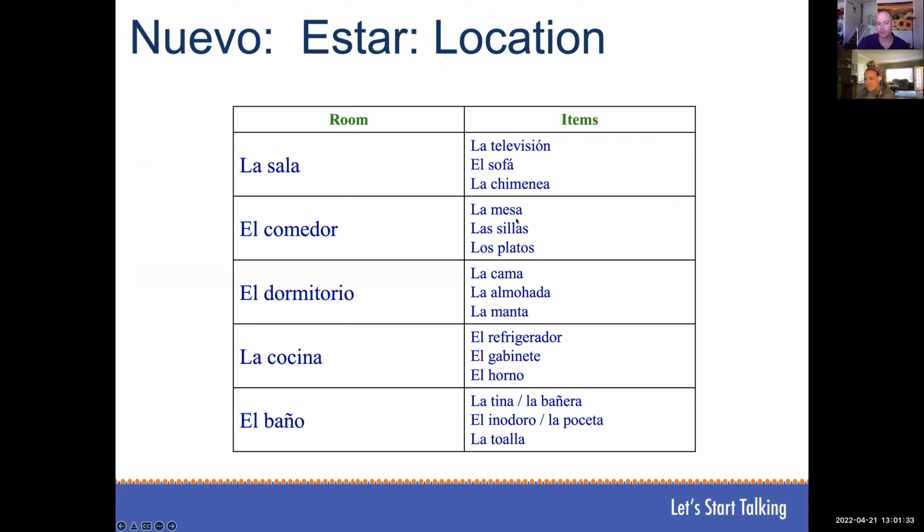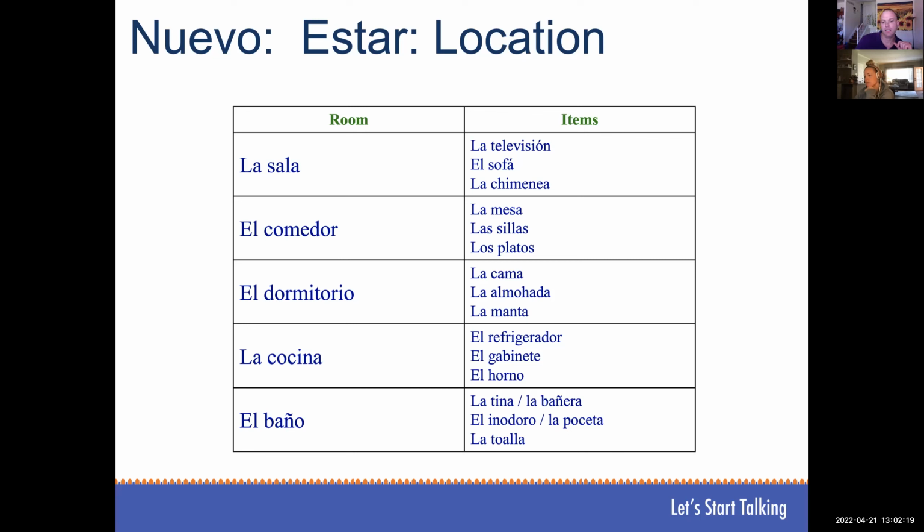Here are some important rooms for your house and some items that you might find in the room. As I'm going through these, tell me if you need me to explain what something means, okay? La televisión, el sofá y la chimenea están en la sala. La mesa, las sillas y los platos están en el comedor. La cama, la almohada y la manta están en el dormitorio. ¿Qué significa la almohada? The H is silent, so it's almohada. Significa pillow.